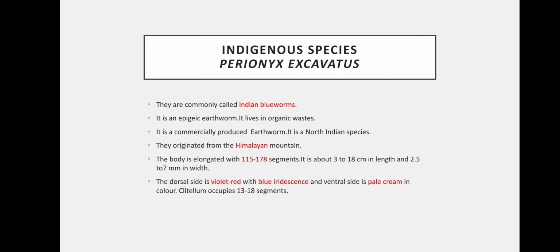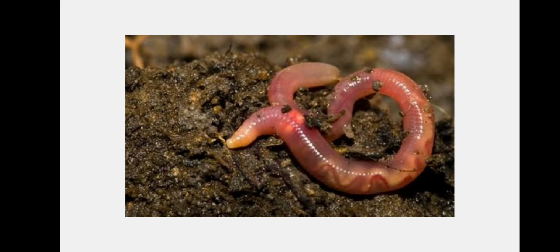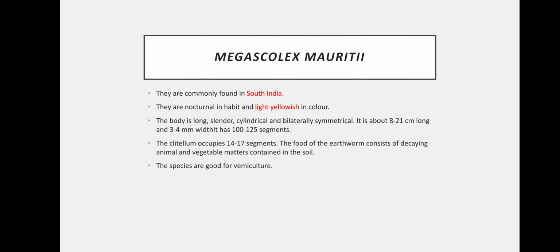The body has about 115 to 178 segments, 3 to 18 cm in length and 2.5 to 7 mm width. The dorsal side is violet red with blue iridescence and the ventral side is pale cream in color. The clitellum occupies segments 13 to 18. This is Perionyx excavatus. Second one, Megascolex morrisi, commonly found in our surroundings, in our garden areas.